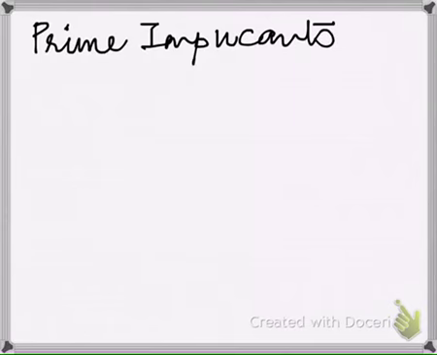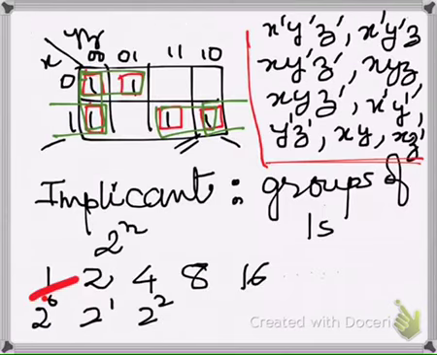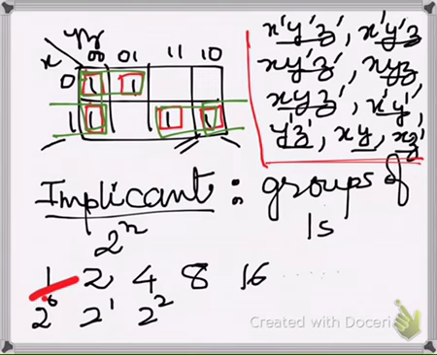Prime implicants. For the same example that we have seen here, we saw that we can have all these groups of ones. The implicants are basically the groups of ones, maybe a single one. So all the minterms have appeared. We have 5 minterms, all the 5 minterms, and then groups of 2s. We got these 4 terms for the groups of 2s.